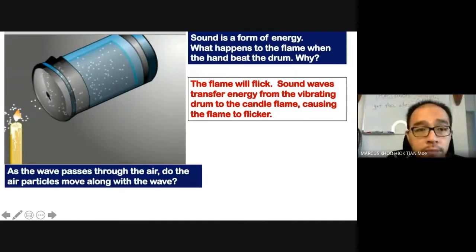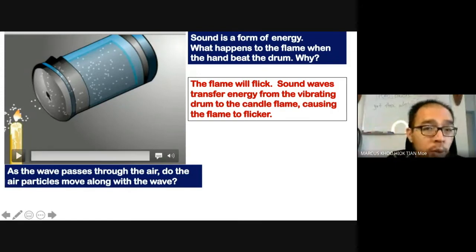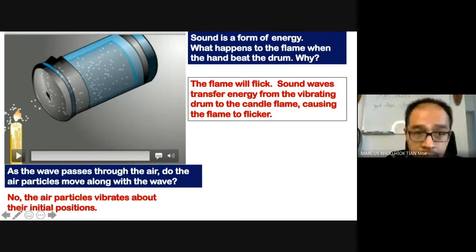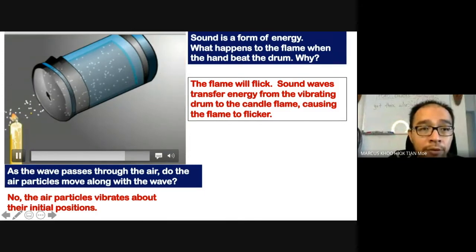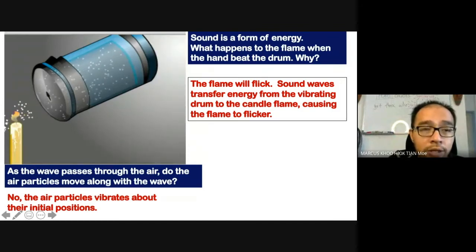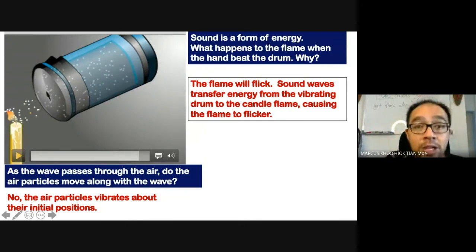Because of that, as the wave passes through the air, do the air particles move along with the wave? If you saw the video just now, they don't. All the air particles here are just vibrating in their initial position, going back and forth, back and forth. Take a look now. And the air particles transfer energy. So the back-and-forth movement is also a transference of energy.